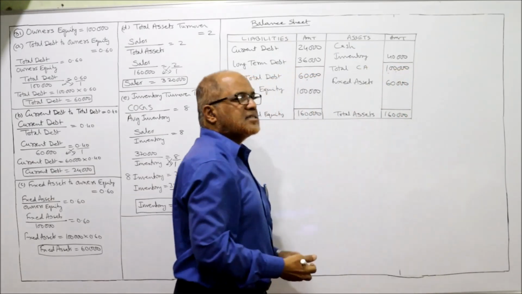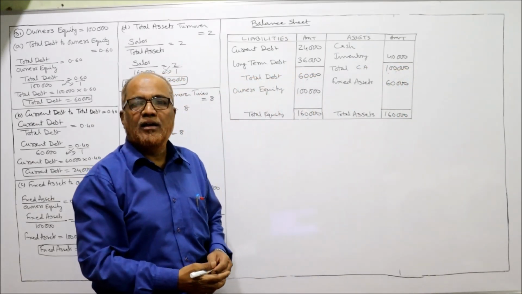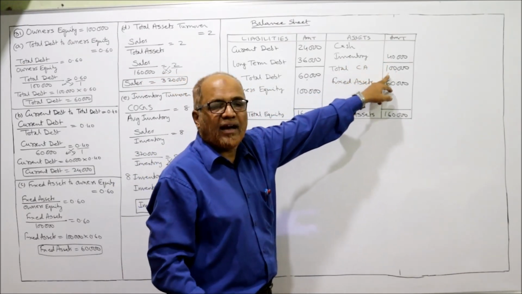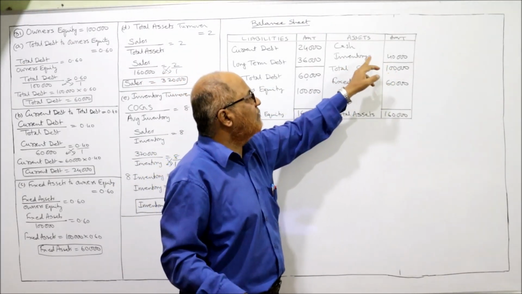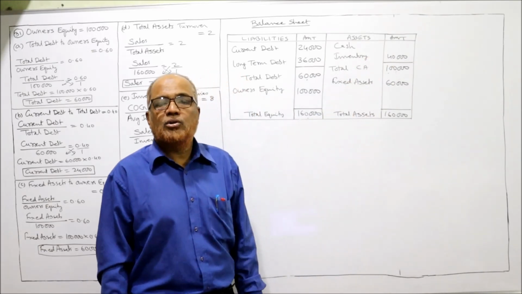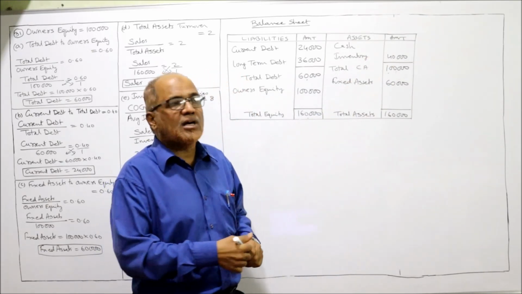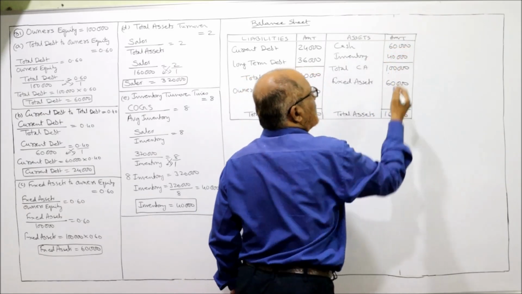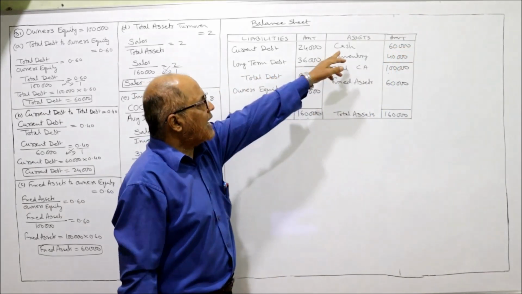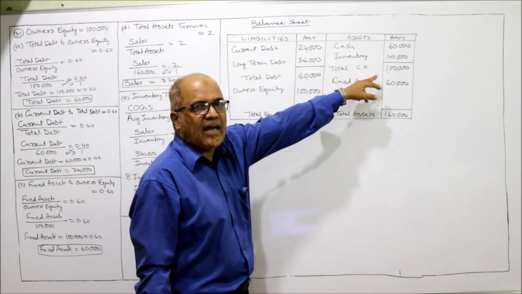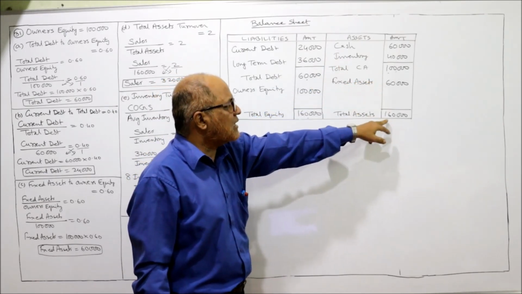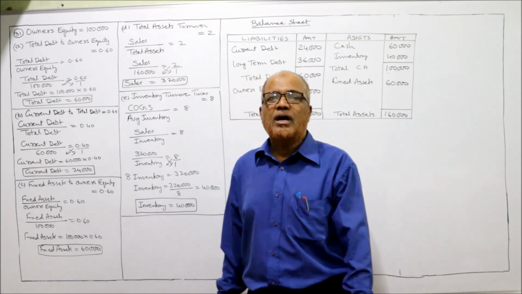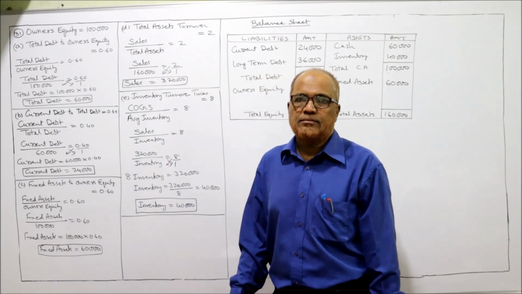The current assets consist of cash and inventory. Inventory is 40,000. Total current assets are 1 lakh. In these current assets, inventory is 40,000. So how much is the cash? 60,000. The balancing figure 60,000 is the cash. That's all. 60,000 cash, inventory 40,000, total 1 lakh current assets. Fixed assets 60,000, total 1,60,000. That's all. This is problem number 31.